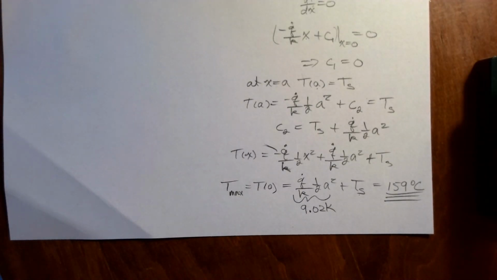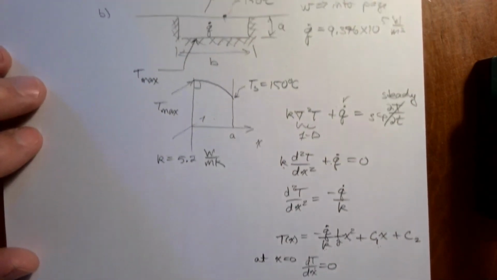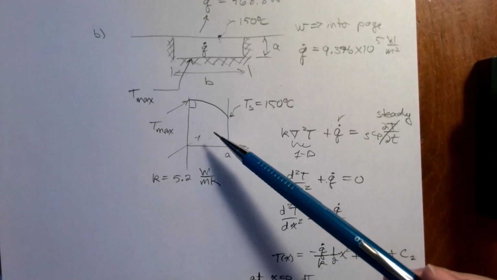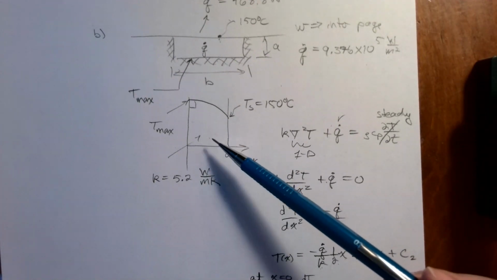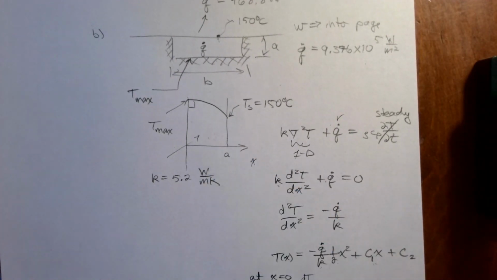So part B really wasn't associated with convection, but took us back to review a little bit of previous topics that dealt with generation inside a flat plate or a wall, plain wall.